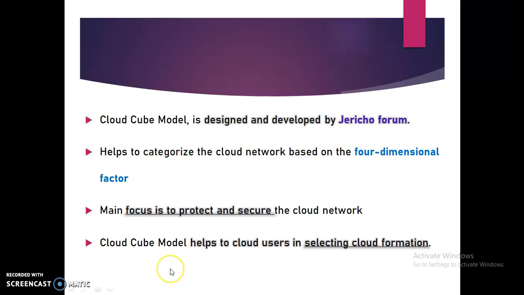So this Cloud Cube model helps to categorize cloud networks based on 4-dimensional factors. And the main focus is to protect and secure the cloud network. This model helps cloud users in selecting cloud formation. So, the basic idea behind this model is when any organization or any business is moving to a cloud platform, that organization should go through this model for selecting their cloud formation.